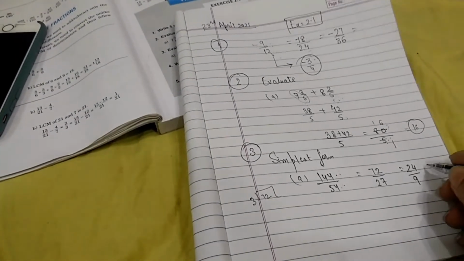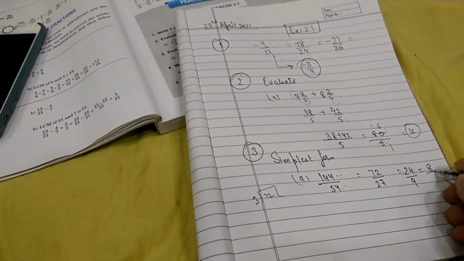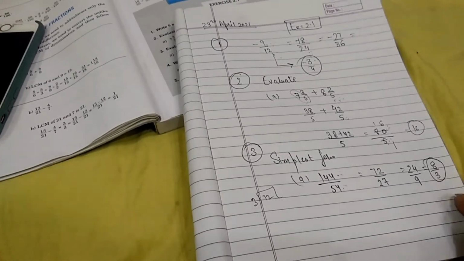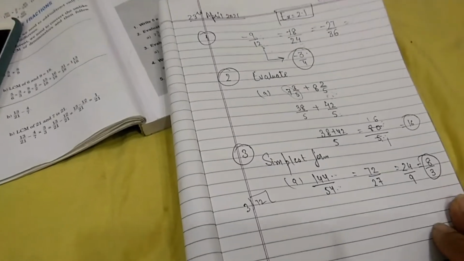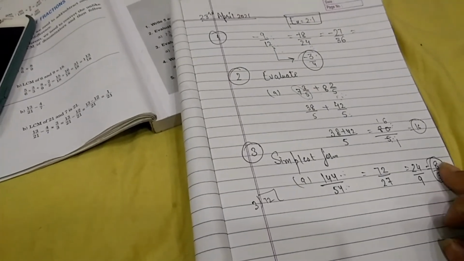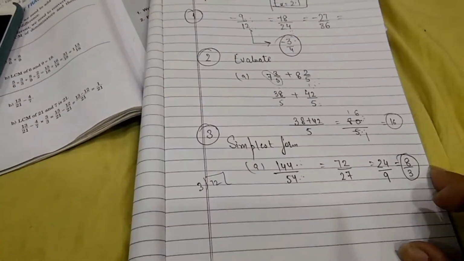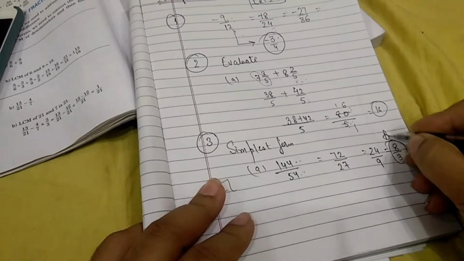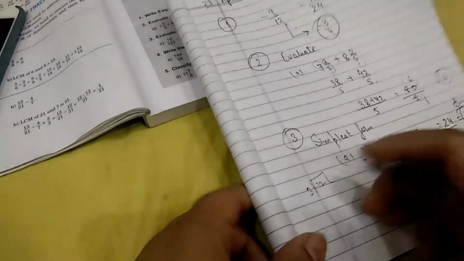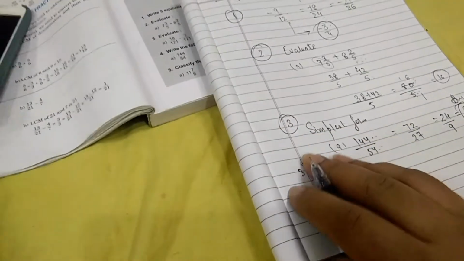Yes, again they are divisible by 3. So it will go on 8 and it will go on 3. Now they are not divisible by any other number. So here the HCF of numerator and denominator is 1. So this is your answer. Clear?